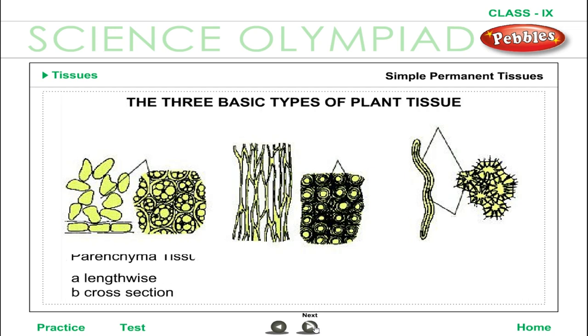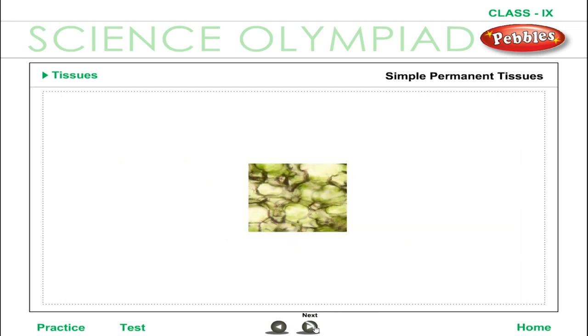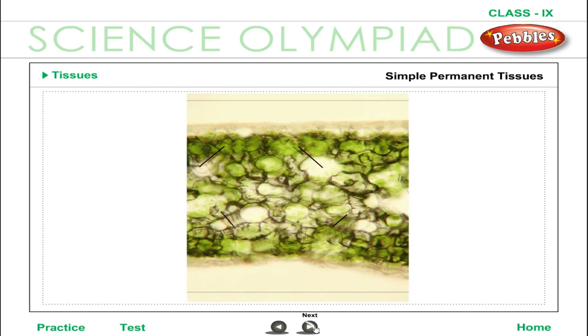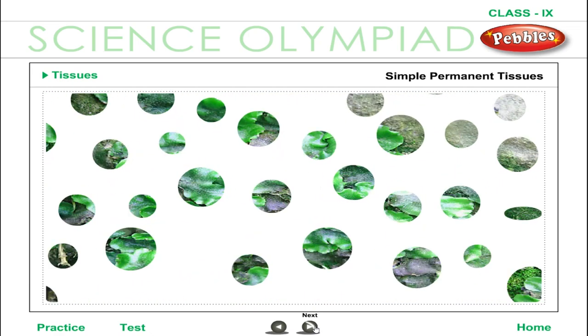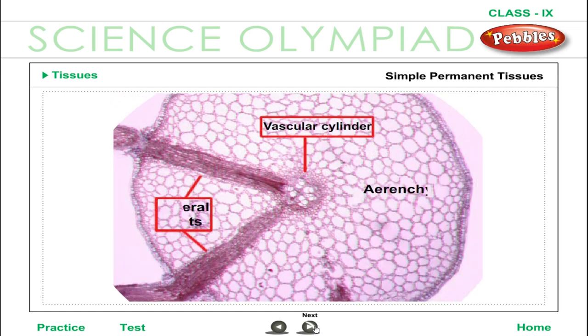This tissue provides support to plants and also stores food. In some situations, it contains chlorophyll and performs photosynthesis, and then it is called chlorenchyma. In aquatic plants, large air cavities are present in parenchyma to give buoyancy to the plants to help them float. Such a parenchyma type is called aerenchyma.